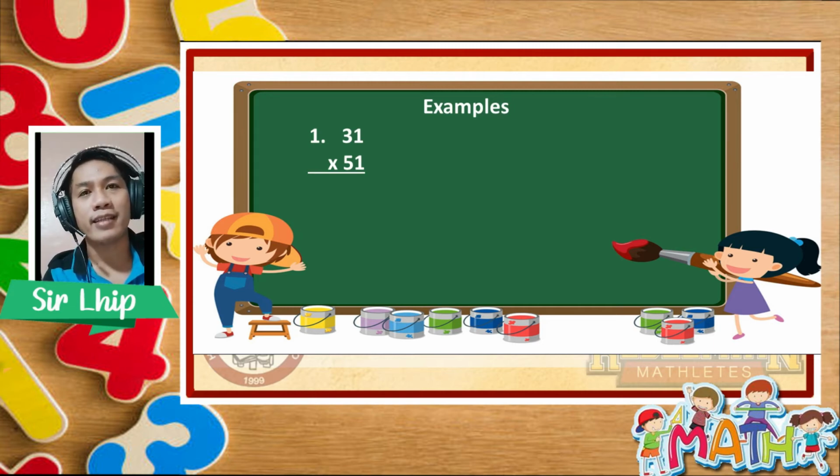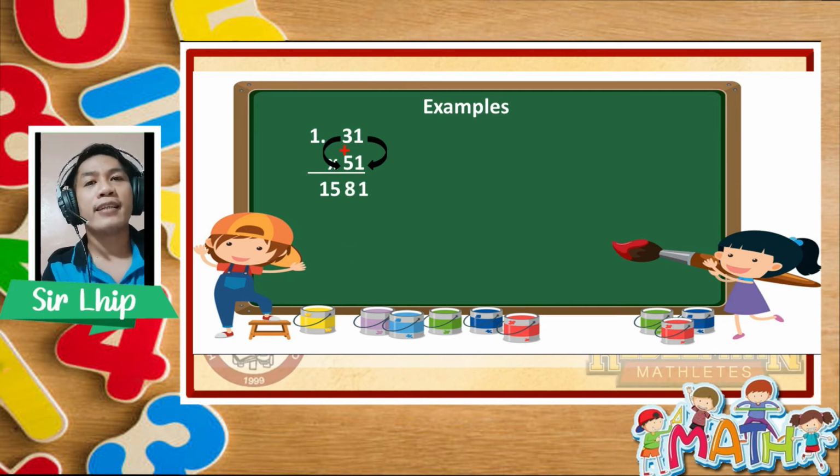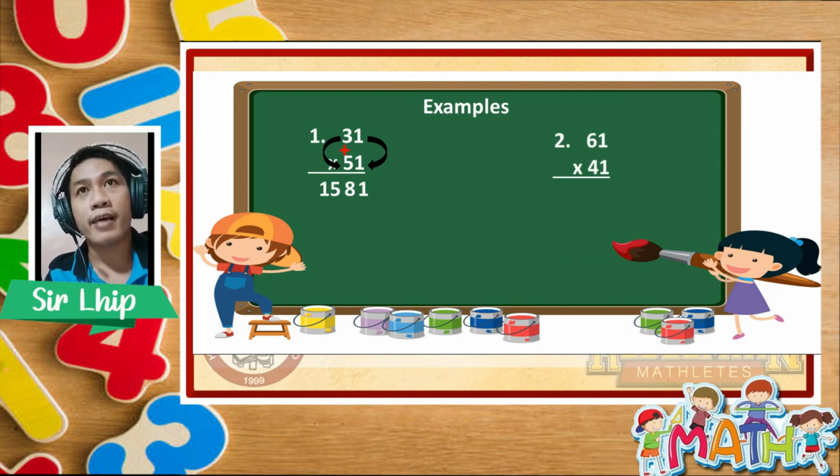Example, 31 times 51 equals 1 times 1 equals 1. Right below the ones, then multiply 3 times 5 equals 15. Write it on the left side. Then add 3 plus 5 equals 8. Write it between 15 and 1. Therefore, the product of 31 times 51 equals 1,581.